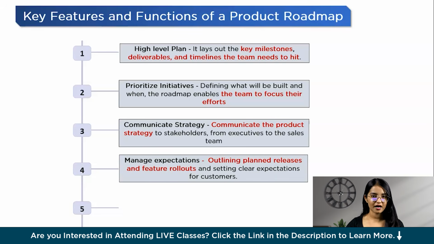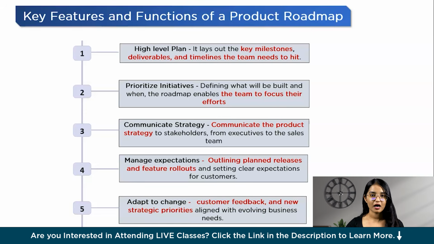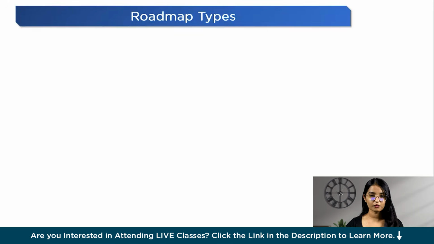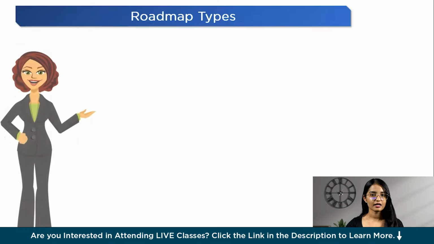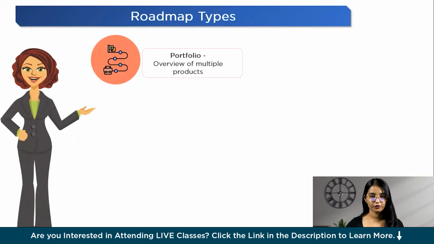Roadmaps play a key role in managing expectations by outlining planned releases and feature rollouts and setting clear expectations for customers. Lastly, the best roadmaps incorporate flexibility, adapting to changing market conditions, customer feedback, and new strategic priorities aligned with evolving business needs. We will now explore different types of product roadmaps and how they help us to achieve our product goals. At first, we have the portfolio roadmap.